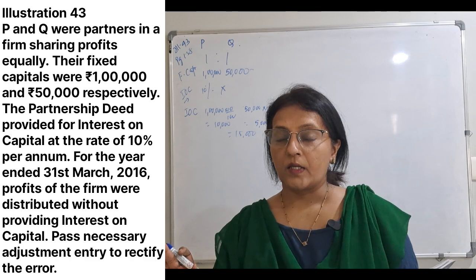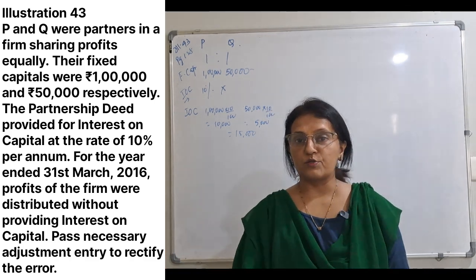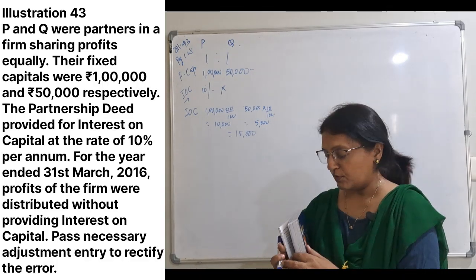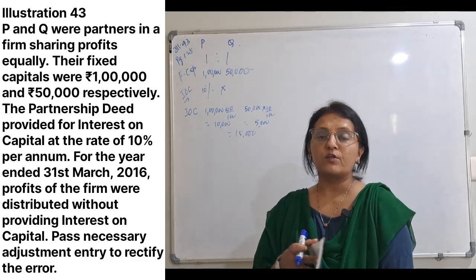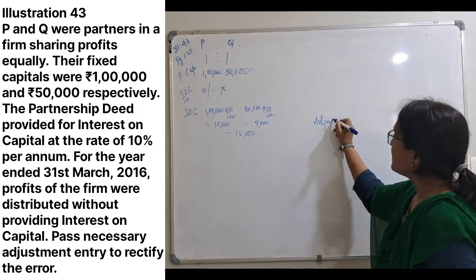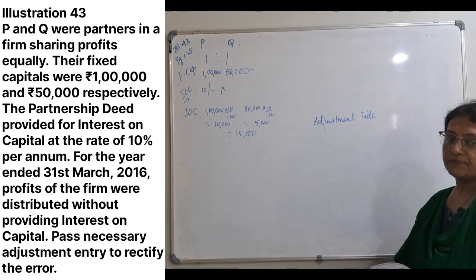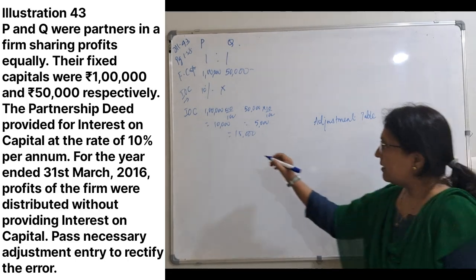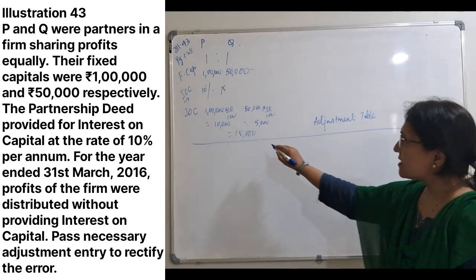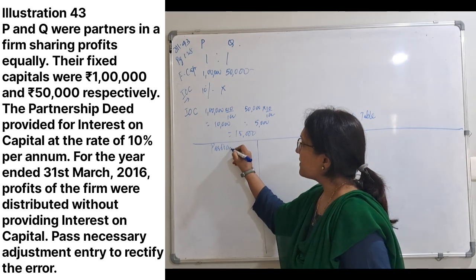Okay? We are going to make an adjustment table for this. The first method that we are going to use for this is the debit and credit method. With this, I'm going to tell you. So first see the format of this table. The name is adjustment table. This is particulars. First column will be particulars.